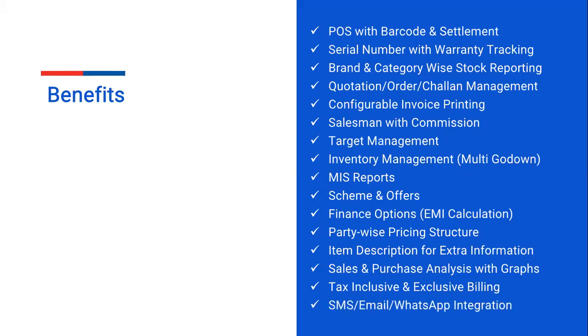SMS, email, WhatsApp integration. We have an option to send SMS. We have an option to send email. We have an option to send notification through WhatsApp integration in Busy. So we have various options of SMS, email, WhatsApp integration we can do in Busy. On purchasing any item, we can send an SMS. Direct SMS can be sent to customers on saving the invoice.